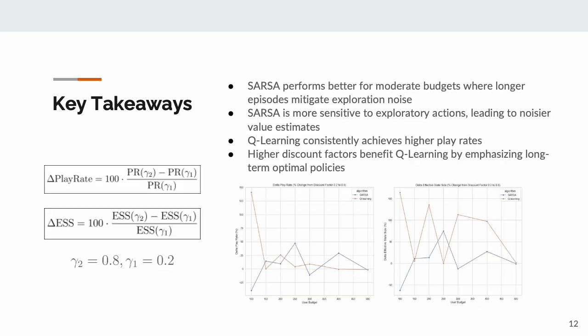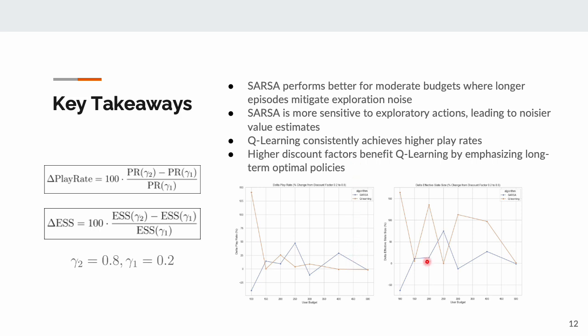These are some more observations that are noteworthy. SARSA performed a bit better for moderate budgets than Q-Learning, as moderate budgets provide longer episodes, which helped in mitigating the noise due to exploration. However, if the budgets are even higher, it led to more exploration, which in turn resulted in poor value estimation in SARSA, thus decreasing the performance. Also, Q-Learning had better results with higher discount factors due to emphasis on long-term value gains, leading to better policies.